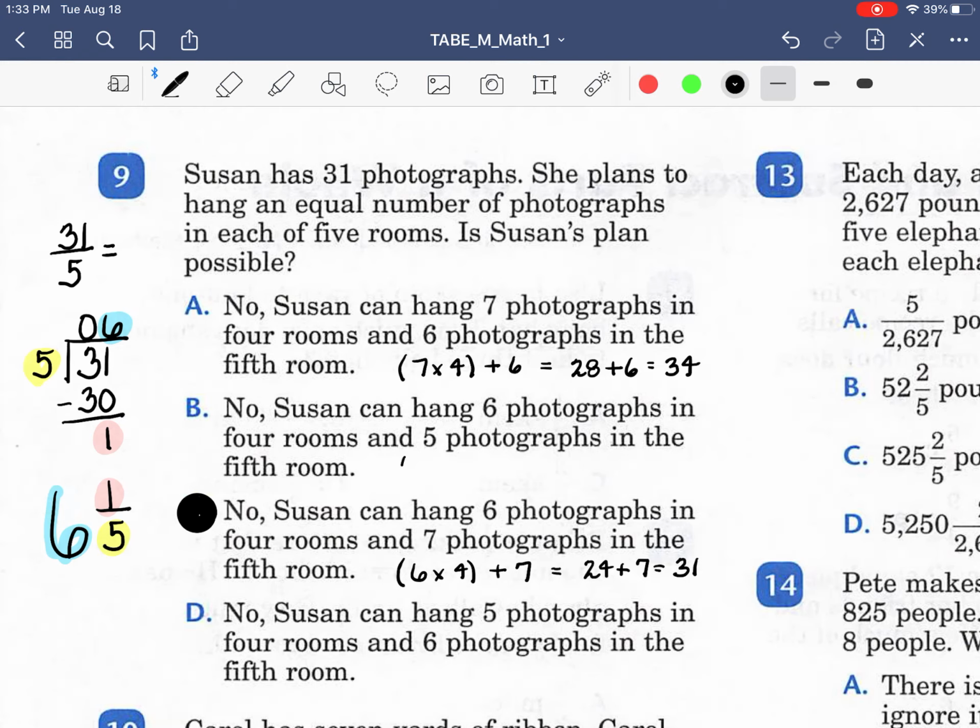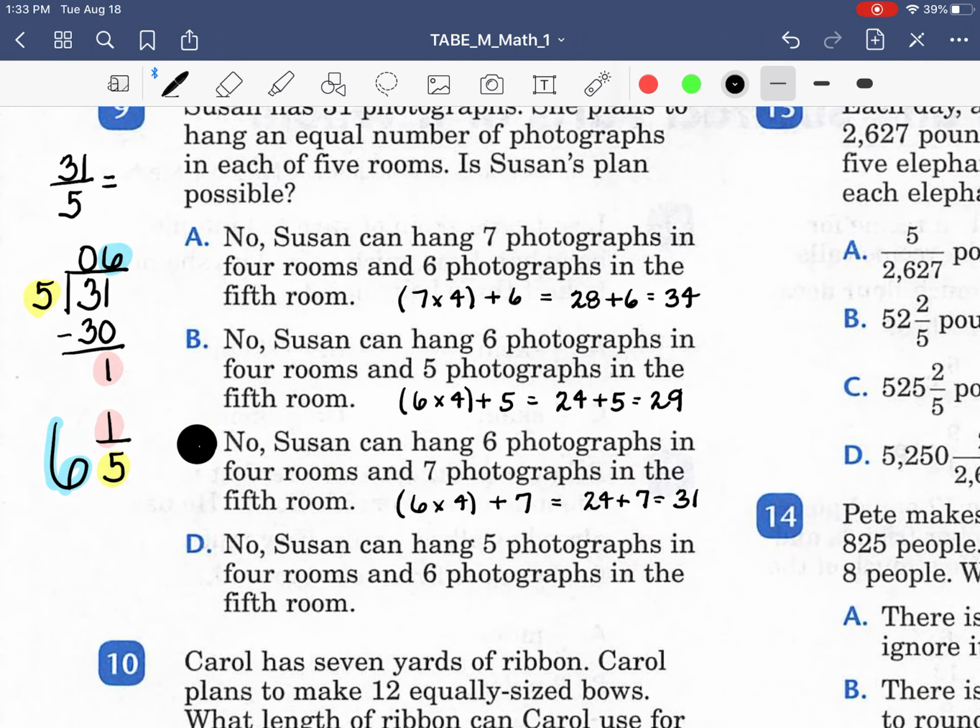She only has 31. B says that she can do 6 photographs in 4 rooms and add 5 extra. So that's 24 plus 5, that's only 29. That wouldn't use all the photos. This one says that she can do 5 in 4 rooms with 6 left over. So that would be 20 plus 6, or 26. So C is the answer that we want.